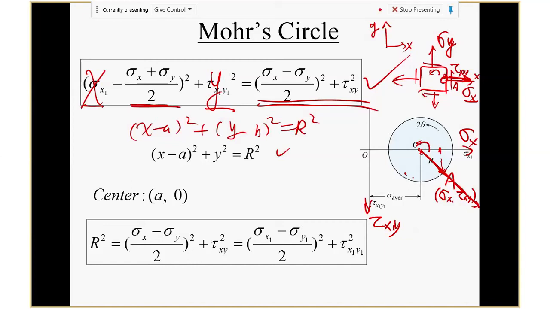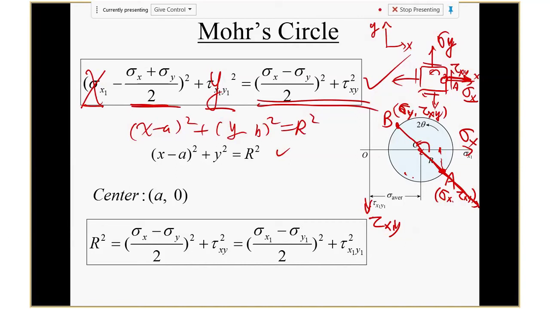Can you always find the point A on this plane? Yes, because you can always know sigma x and tau xy, so you can always pinpoint this point. Now I need another point in the opposite direction here. Where is this point? I say that is sigma y and tau xy. Let me explain why it is sigma y and tau xy.